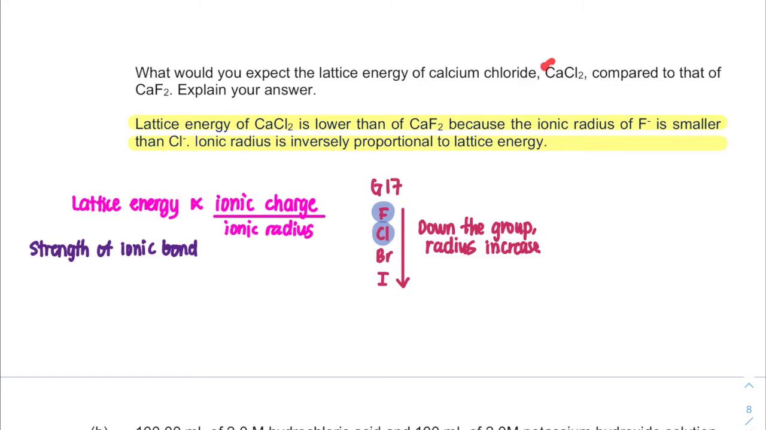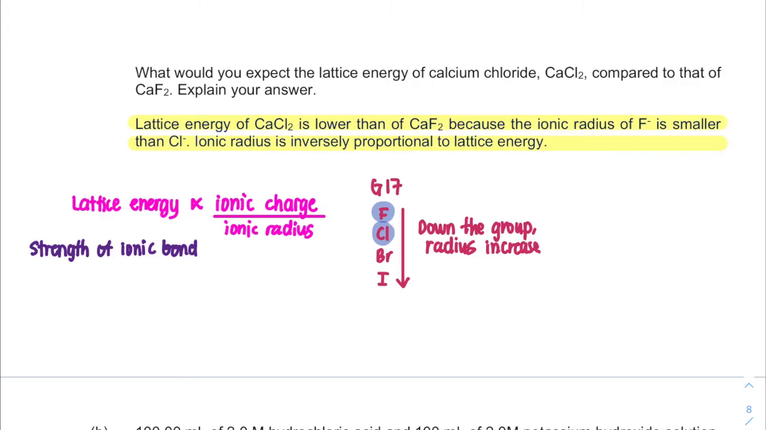Okay, so calcium and calcium are the same. So we have to compare it in terms of chlorine and fluorine. This one needs a bit of thinking. So for group 17, down the group, the elements go from chlorine, bromine, iodine. Down the group, radius will increase because shielding effect increases.